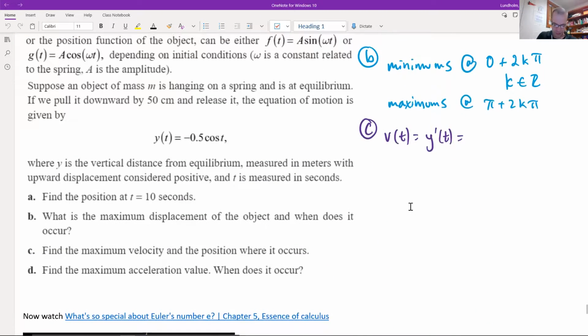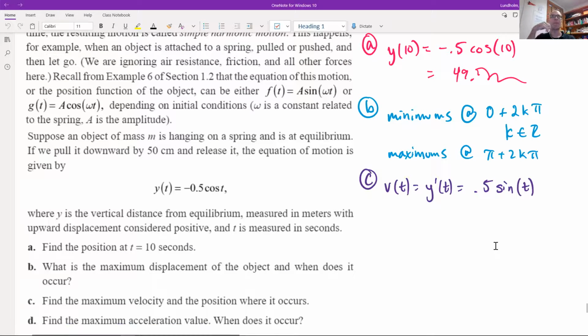And so we're going to change the negative sign that we have to a positive and get 0.5 sine of t for our velocity function. And again, to think about maximum velocity and position where that occurs, we would be dependent on the sine function.